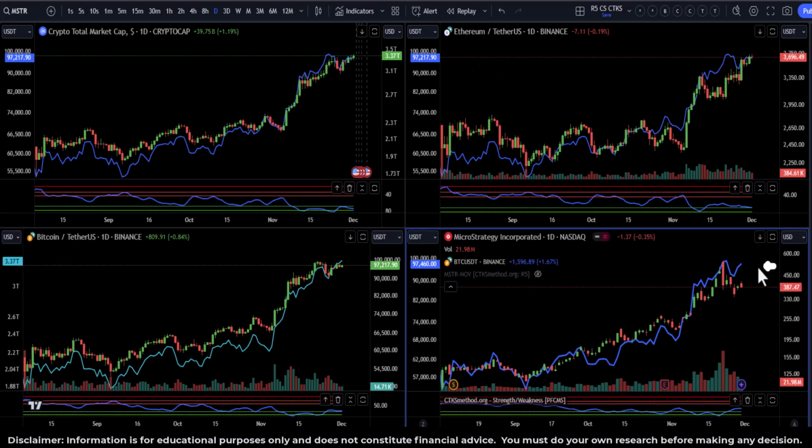One thing you'll notice here with MicroStrategy, it's of course following Bitcoin's gravitational pull, and we would expect that. But what happened here, I'm going to actually zoom into this chart and pop the indicator on and give you an insight into that. But first of all, let's just look at main market direction. When we look at crypto total market cap, it's doing very well. Bitcoin is also doing well.